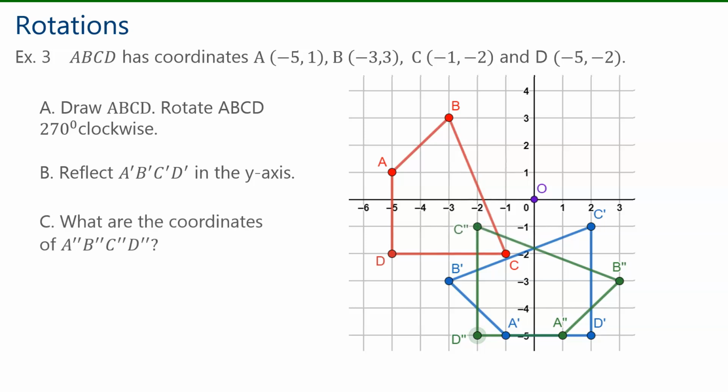What are the coordinates of A double prime, B double prime, C double prime, D double prime? A double prime has coordinates (1, -5). B double prime has coordinates (3, -3). C double prime has coordinates (-2, -1). And D double prime has coordinates (-2, -5).